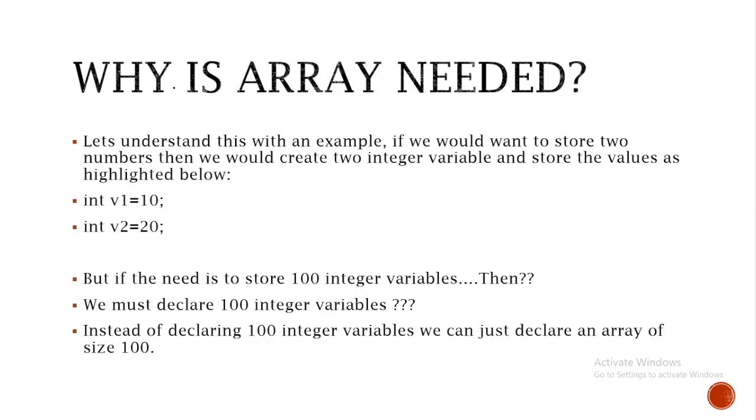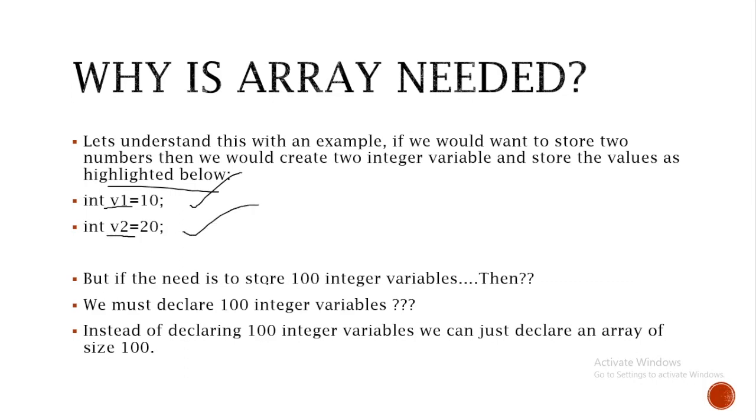Since we have a basic understanding of what an array is, and what the representation is, we've seen a sample representation in the previous slide. Let's understand now, why do we need an array? We'll understand this with an example here. If we would want to store two numbers, then we would create two integer variables and store the values as highlighted below. So we're creating the first variable, storing the first number, creating the second variable, storing the second number.